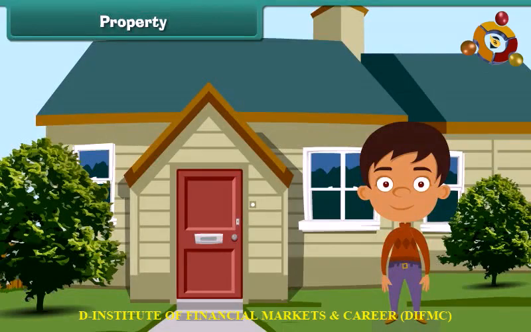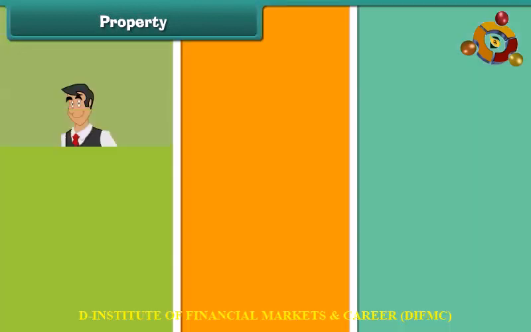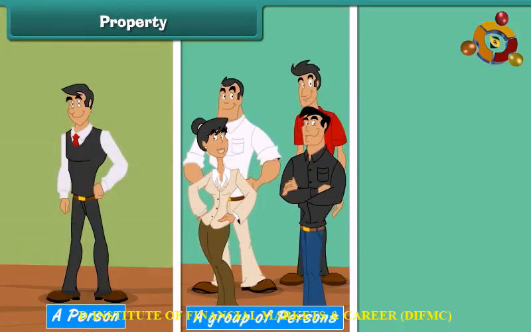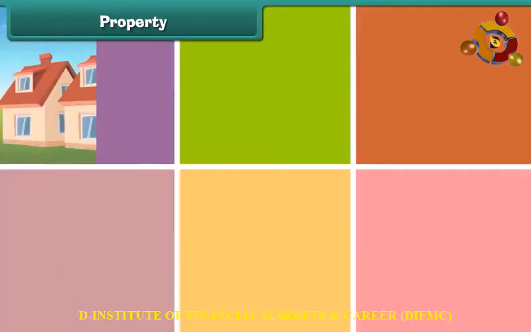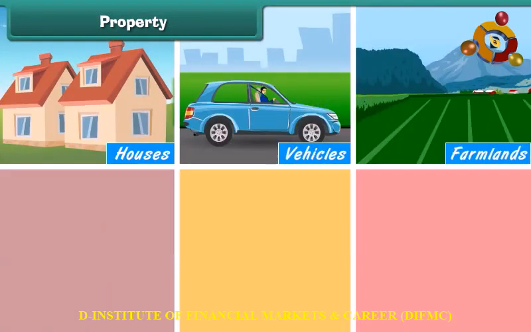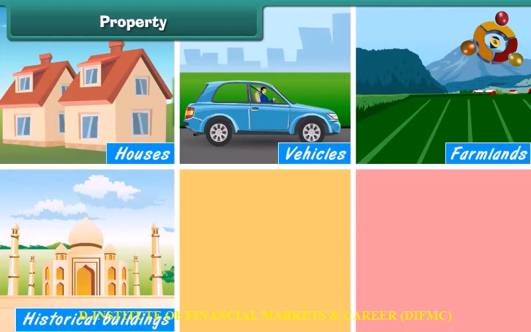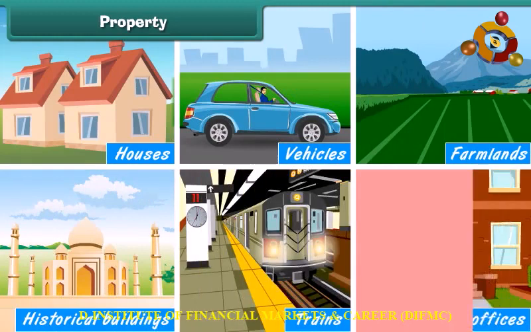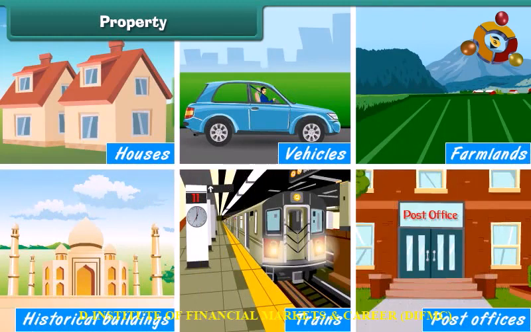Property. Property is anything that is owned by a person, a group of persons, or government. Houses, vehicles, farmlands, historical buildings, trains, and post offices are all properties.